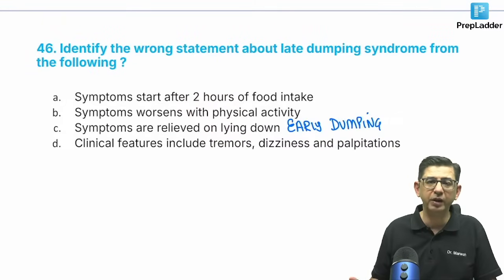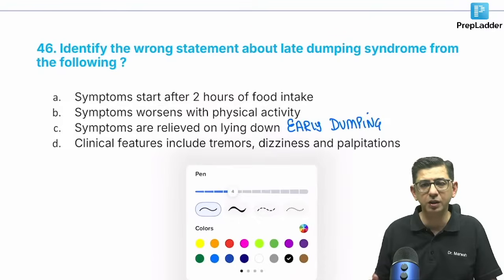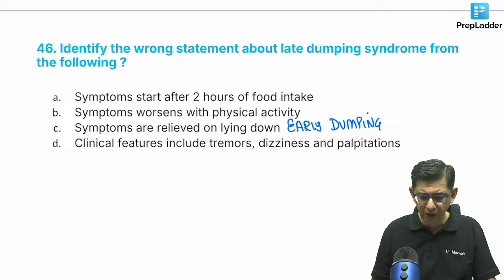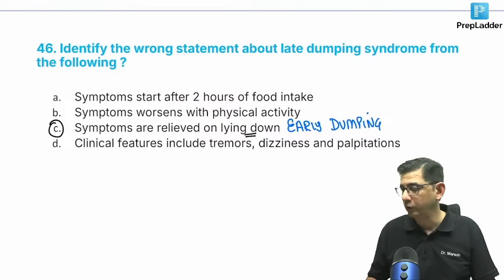Okay, then is late dumping syndrome versus early dumping syndrome. When you look at the manifestations of late dumping, first hyperglycemia, insulin release, then there's going to be a reactive hypoglycemia. So the positional part, the lying down part, would not be helping in this particular case. Everything else makes sense for late dumping. He asked for the wrong statement about this, so the answer would be option number C.